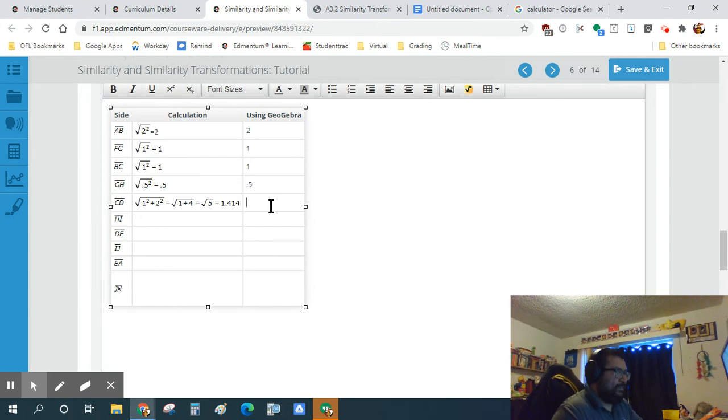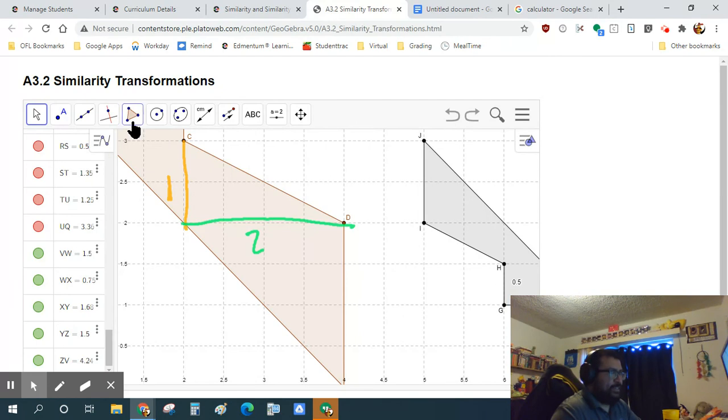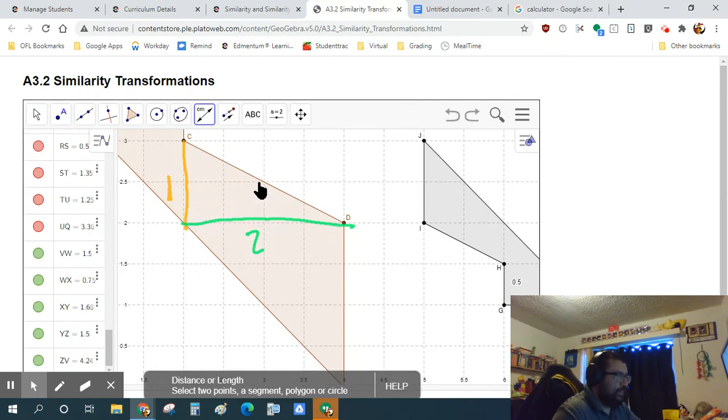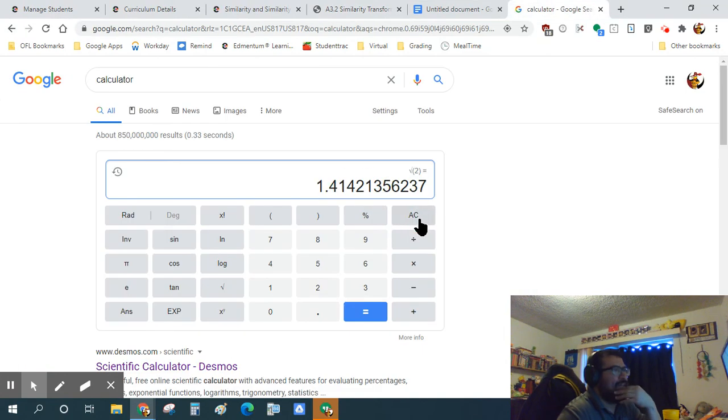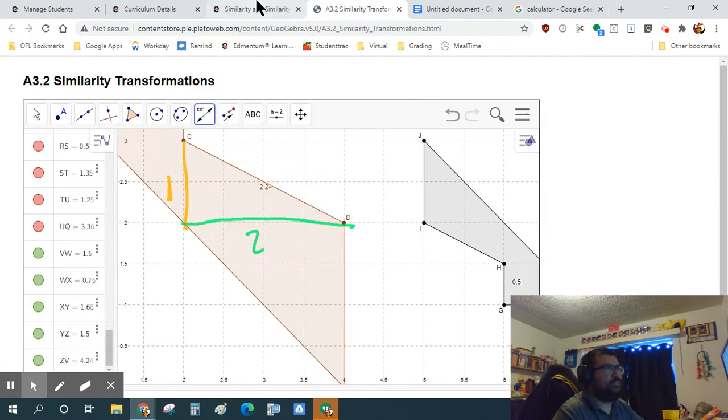now we can see what GeoGebra is going to say because we haven't measured this on GeoGebra yet. Grab this, and GeoGebra says 2.24. Did I do something wrong here? 1, that's 1. Went from 2 to 4, that's 2. Square root of 5. I did the square root of 2. Oh my gosh. Guys, wake me up here. 2.236.